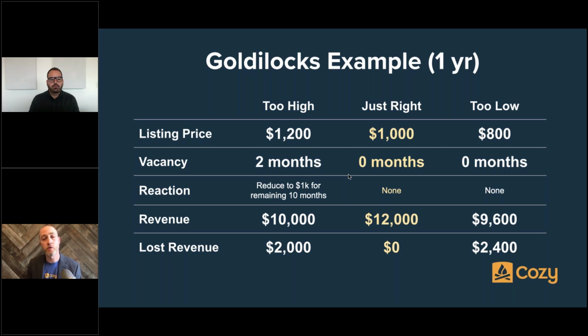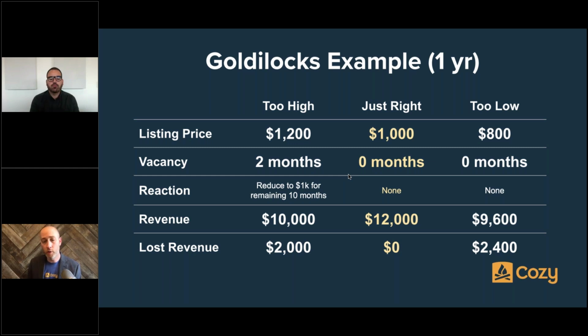So if you price it just right, you figure out, okay, it does actually rent for $1,000. You don't have any vacancy whatsoever, or maybe just a few days while you turn it over. And then you don't have to change anything, right? Because you didn't have to lower your price. It's perfect. And you do get 12 times 1,000, you get $12,000 a year, and you didn't lose any revenue. That is like maxing out what its potential is, and you're bringing in the money.